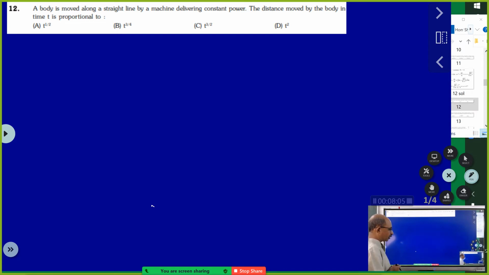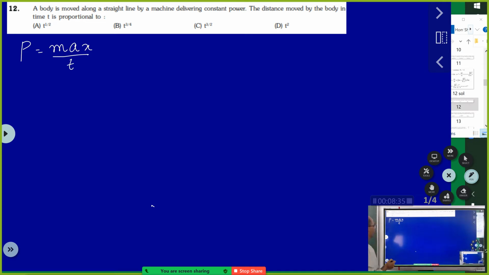I'll write on the board how you have solved. Sir, P is equal to work done by time. It is constant power, no? So P is equal to work done by time. How should I write it mathematically? M into A into X by T. That M is into total displacement by time.